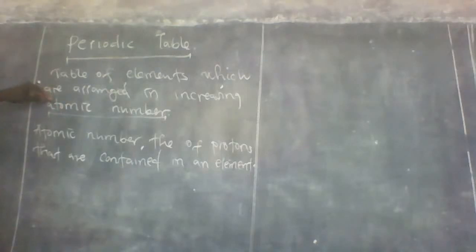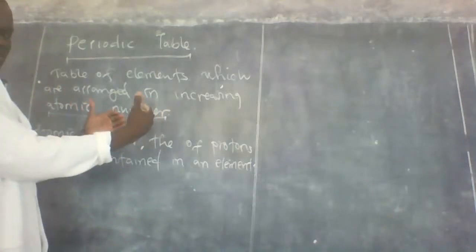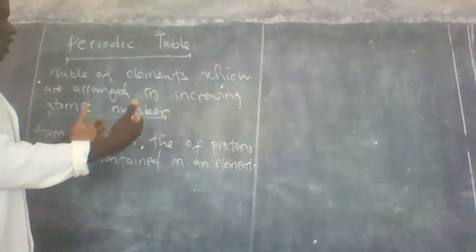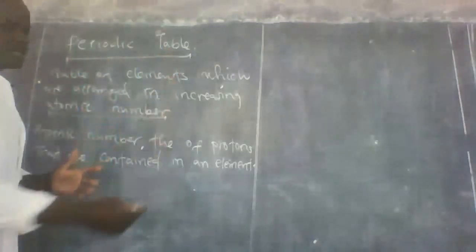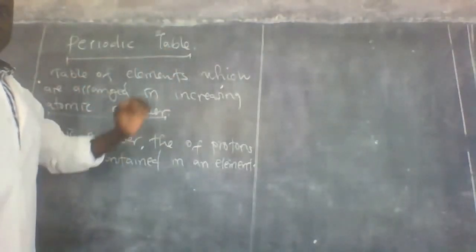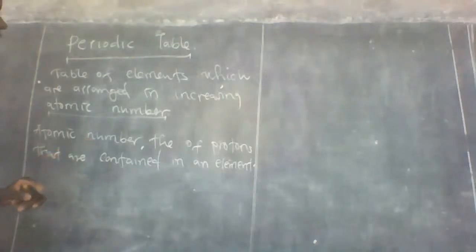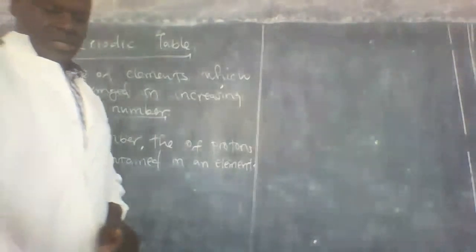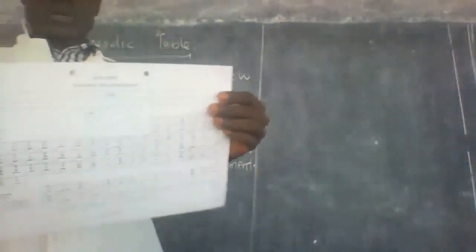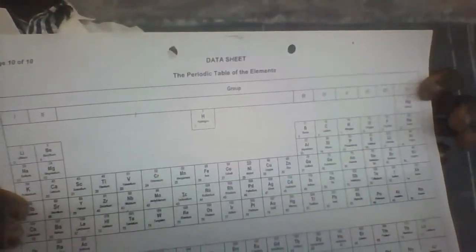Now the atomic number is what we'll be using to know how these elements are placed on the periodic table. So what's the periodic table? It's a table of elements which are arranged in increasing atomic number. And what's atomic number? Atomic number is the number of protons that are contained in an element. So if you look at that periodic table, there are two important features that you find on the periodic table.